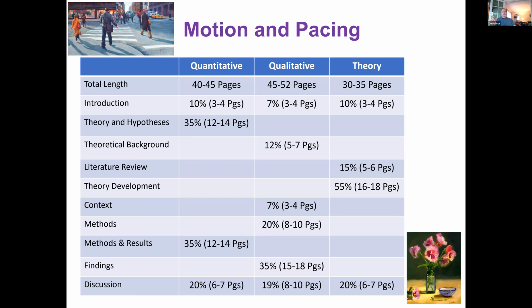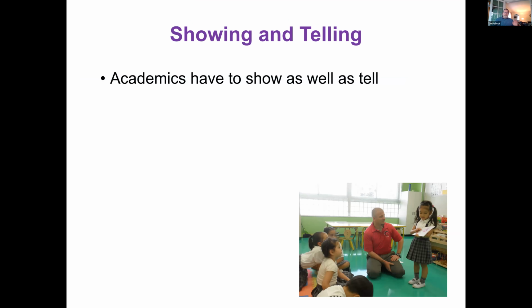Theory papers have a shorter front end. The body of the paper is really devoted to your theory development, and then a shorter discussion, about the same length as a percentage as we tend to find in quantitative and qualitative papers. But if you deviate too much, short or long, from those percentages or rules of thumb, you're probably going to have pacing issues, either too fast or too slow, and that will affect your motion as well.